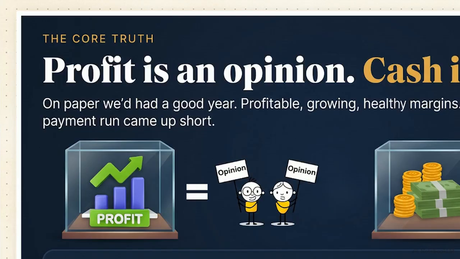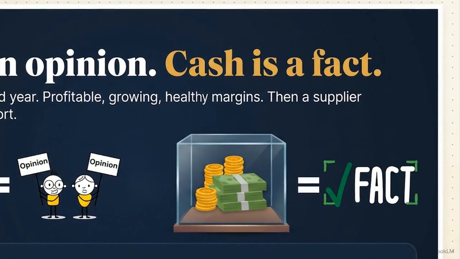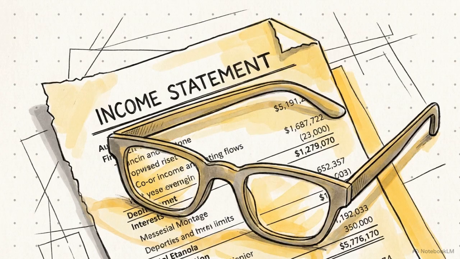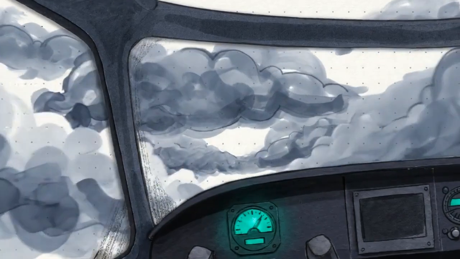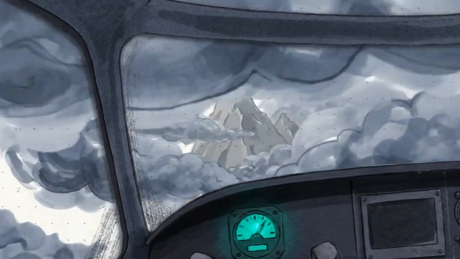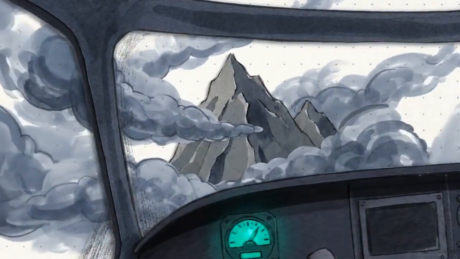This visual shows why. Profit is an accounting opinion, shaped by accruals, estimates, and executive choices. Cash is a cold, hard fact. A dollar either landed in your account or it didn't. There's no negotiating a bank balance. Relying on the income statement alone gives you a false sense of security. Because if you only watch the profit line, you are flying completely blind to an impending cash crisis.